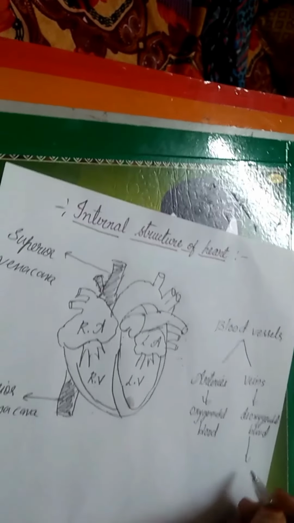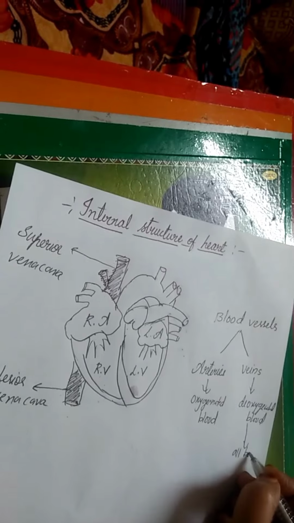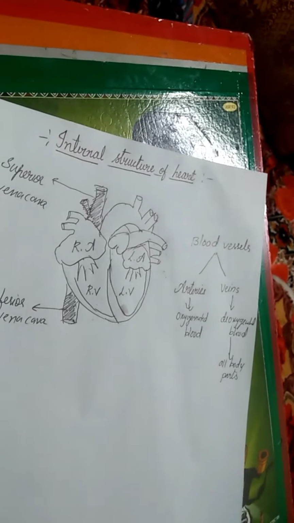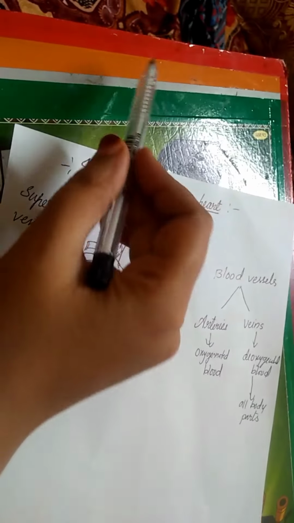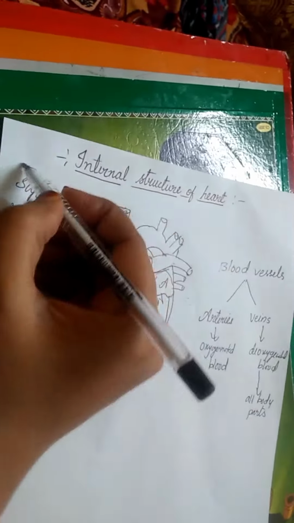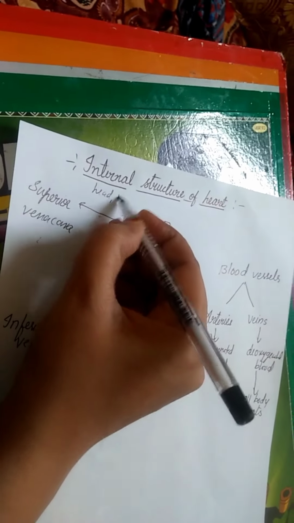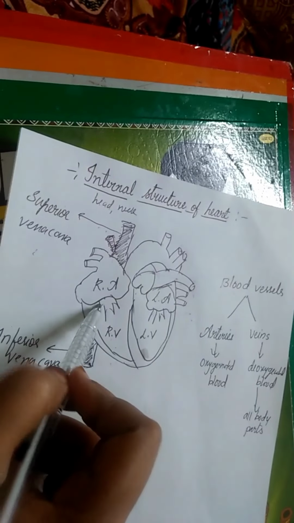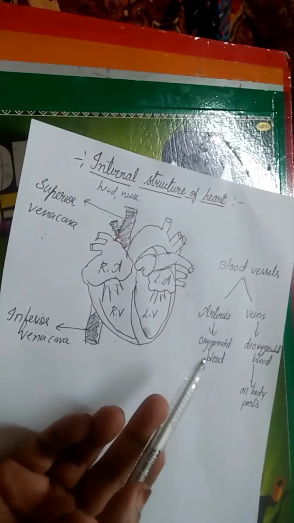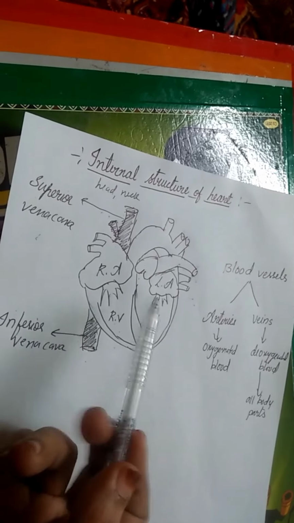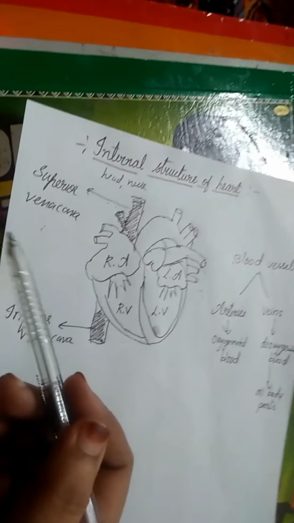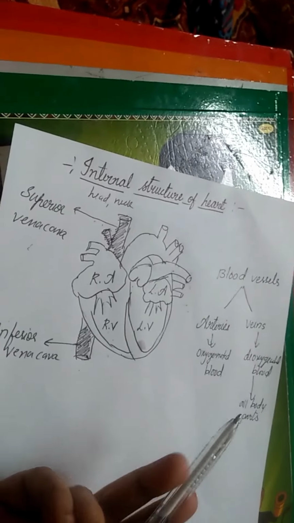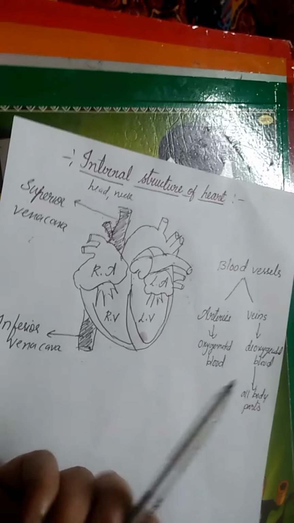The veins collect the deoxygenated blood from all body parts. What is their work? They collect the blood from all body parts. So the superior vena cava collects the deoxygenated blood from the upper part of the body, like your head and neck, and brings it to the heart. For what? For oxygenation. If your blood is not getting oxygenated, the whole body may have deoxygenated blood and the person may die. Oxygenated blood is when the hemoglobin is combining with the oxygen.